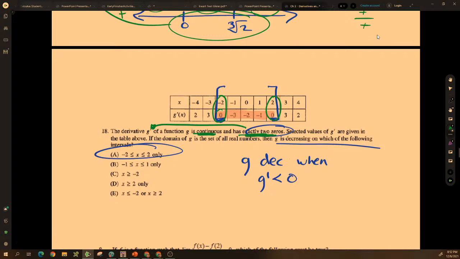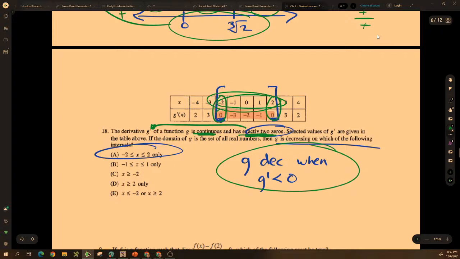And they give us the table. They said the domain is all real numbers. And then, where is g decreasing? Well, g would be decreasing when g prime is less than 0. And so that would be my negative values that I highlighted. And we want to select the x values that correspond with that. So between negative 2 and positive 2.